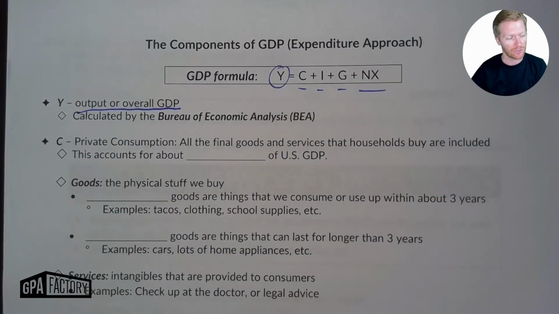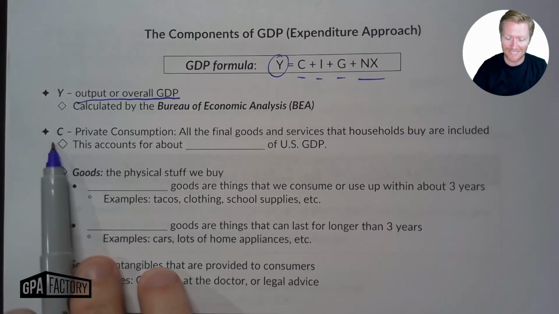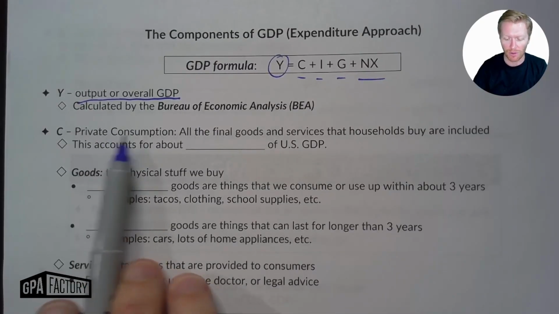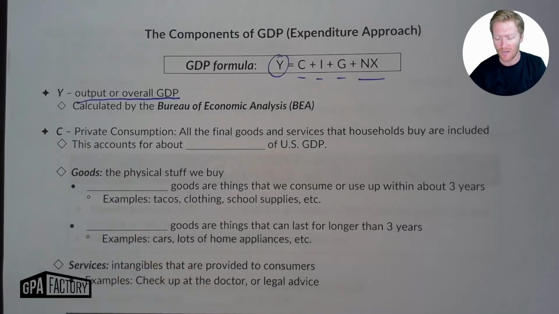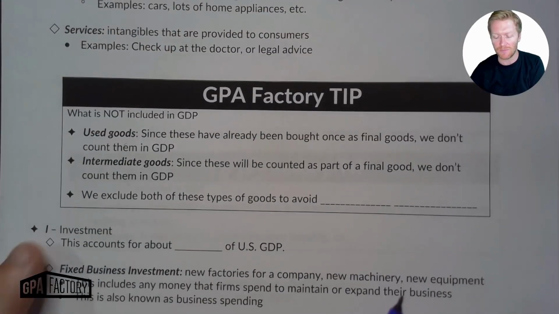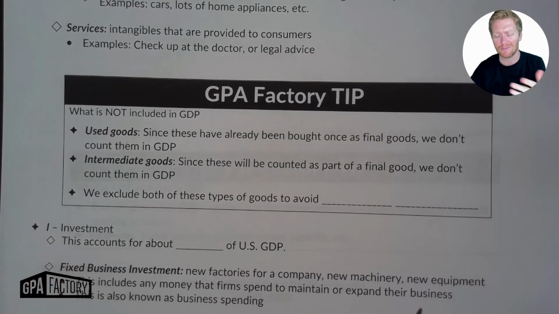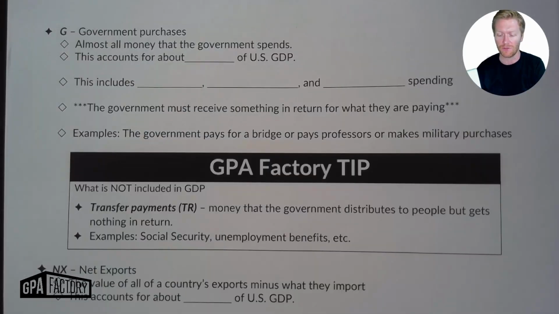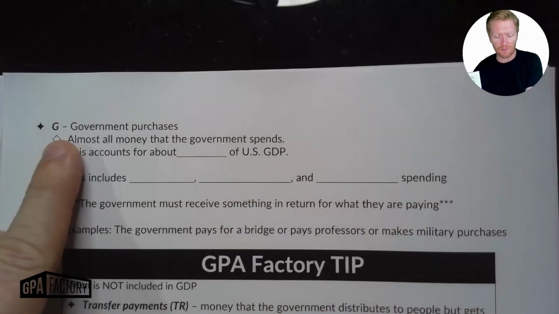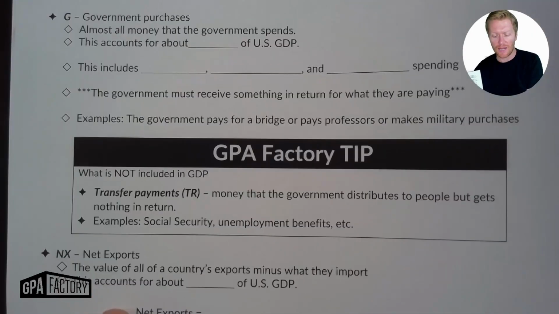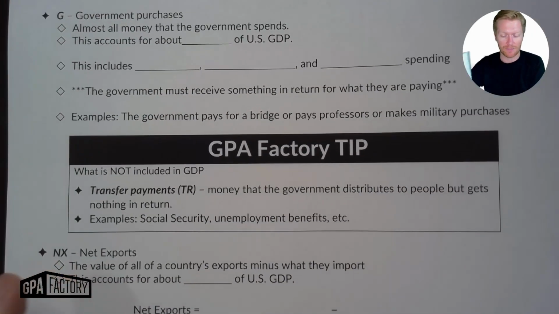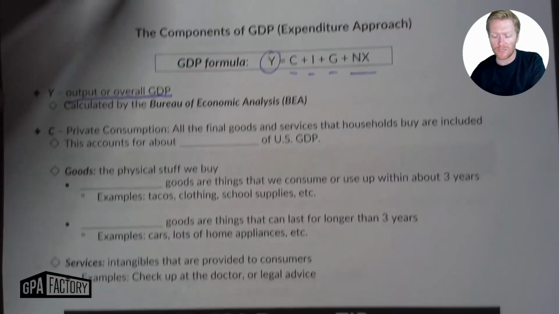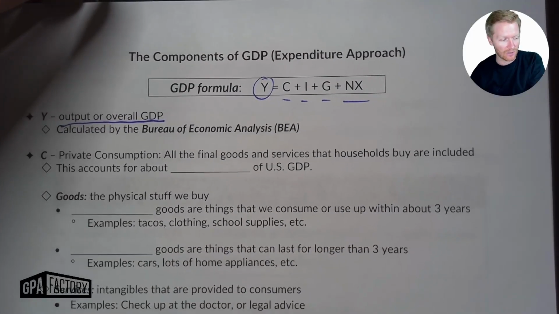Let me just introduce what those terms are real quick. C is consumption, so private consumption. I is investment. There's a lot of words in every one of these sections, so we are going to break them down even further. G is government spending, or government purchases, and NX is net exports. So those are the four components in a nutshell. Let's dive in and take a look at each one of them.